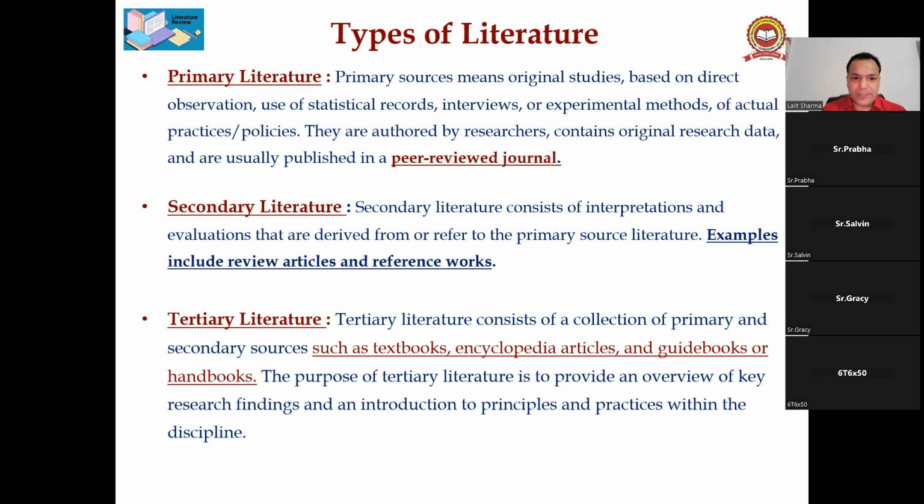Third, tertiary literature. Tertiary literature consists of collections of primary and secondary sources, such as textbooks, encyclopedia articles, and guidebooks or handbooks. The purpose of tertiary literature is to provide an overview of the key research findings and introductions to principles and practices within the discipline. So, being an M.Ed scholar, you should know about primary, secondary and tertiary literatures. Sources of data we will discuss in detail.